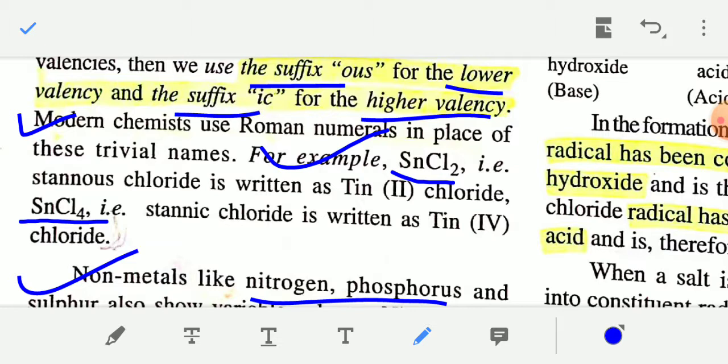So in the compound where tin is present as Sn2+, it is stannous chloride, which is written as tin(II) chloride. And where tin is present with a +4 charge, the valency of tin is 4, so it is stannic chloride, which is written as tin(IV) chloride.